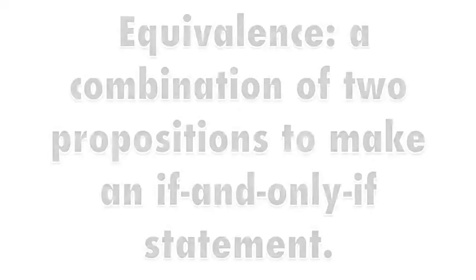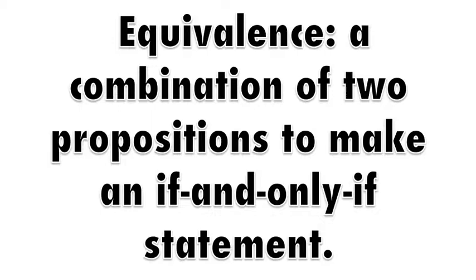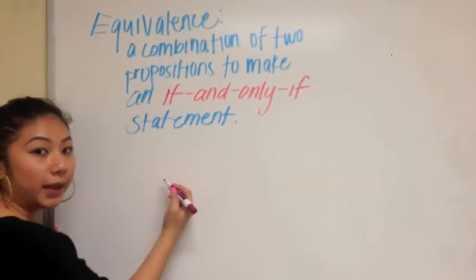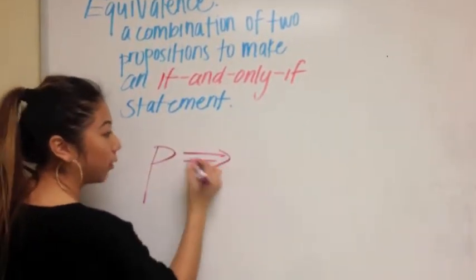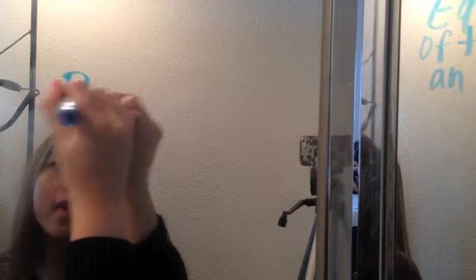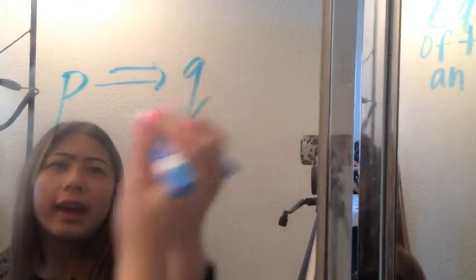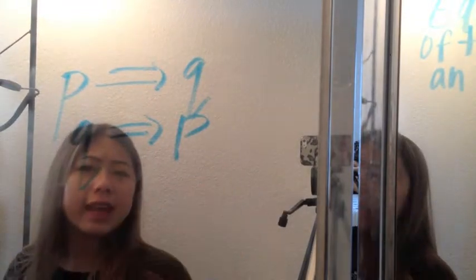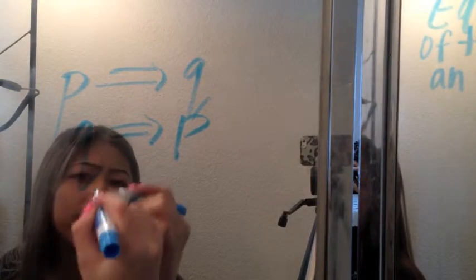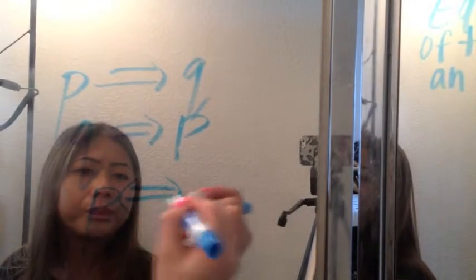First off, what is an equivalence statement? An equivalence statement is a combination of two propositions to make an if and only if statement. We write it in symbolic form as P, double arrow, Q. If we can say that if P, then Q, and if Q, then P, then therefore we can say if and only if P, then Q.